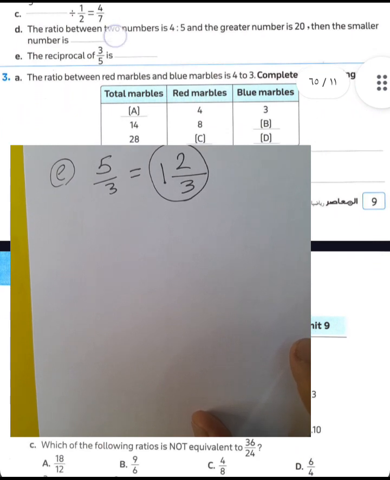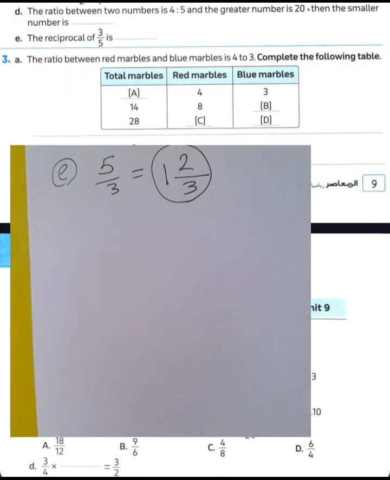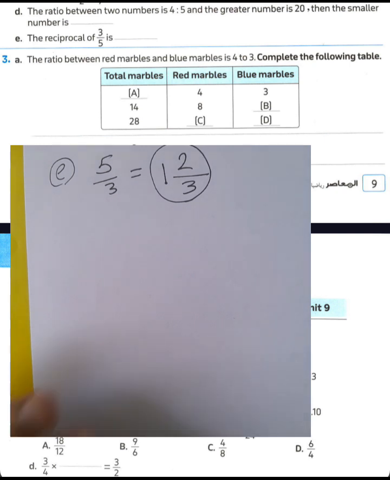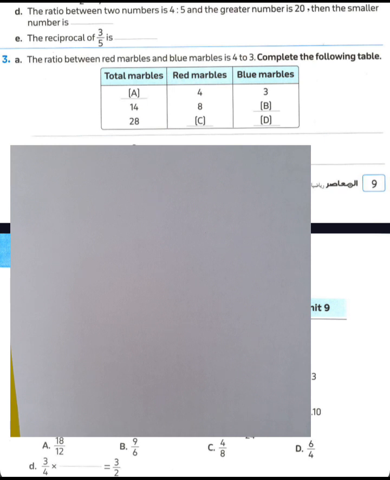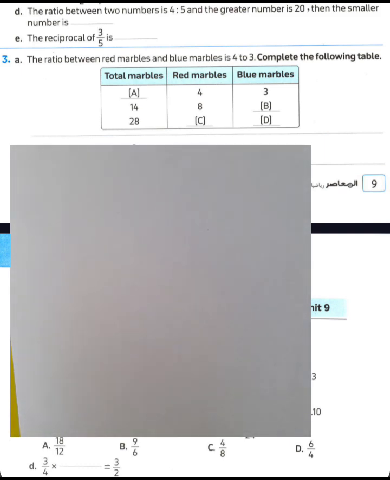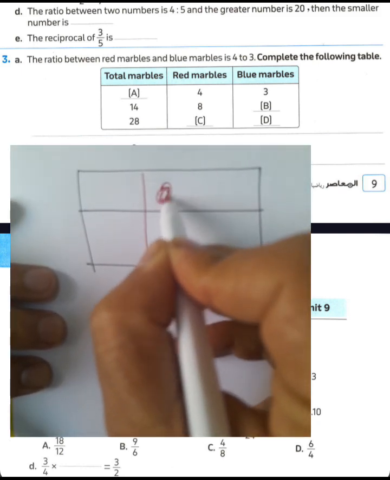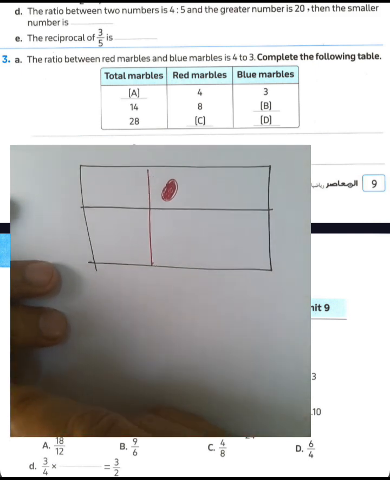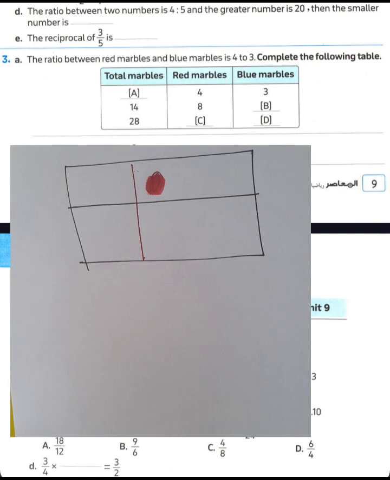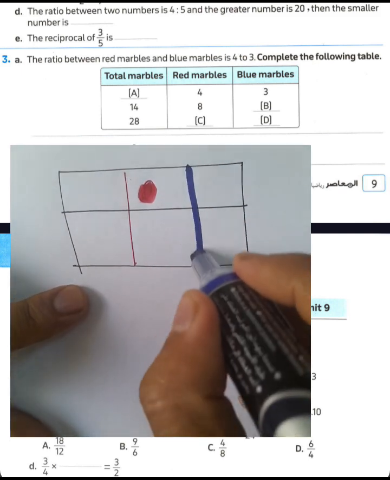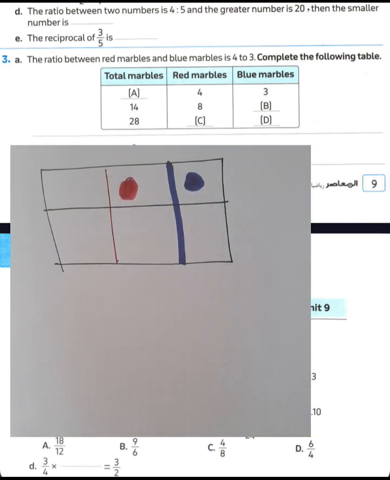Question number 3, the ratio between red marbles and blue marbles is 4 to 3. Complete the following table. Okay, we have a table comparing red marbles and blue marbles, and the last column refers to the total numbers. I will complete this table with you. First, we have red marbles, and blue marbles, and it gives us the ratio between them.